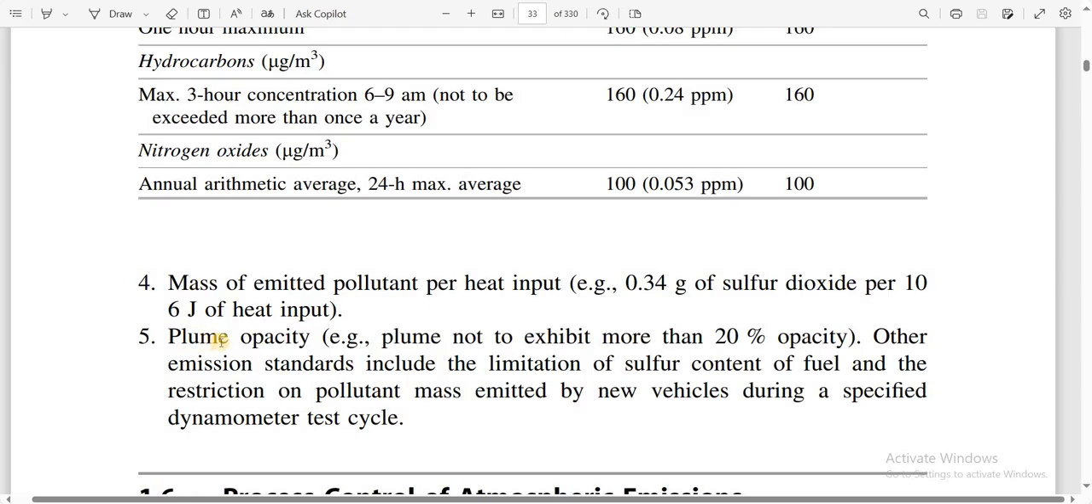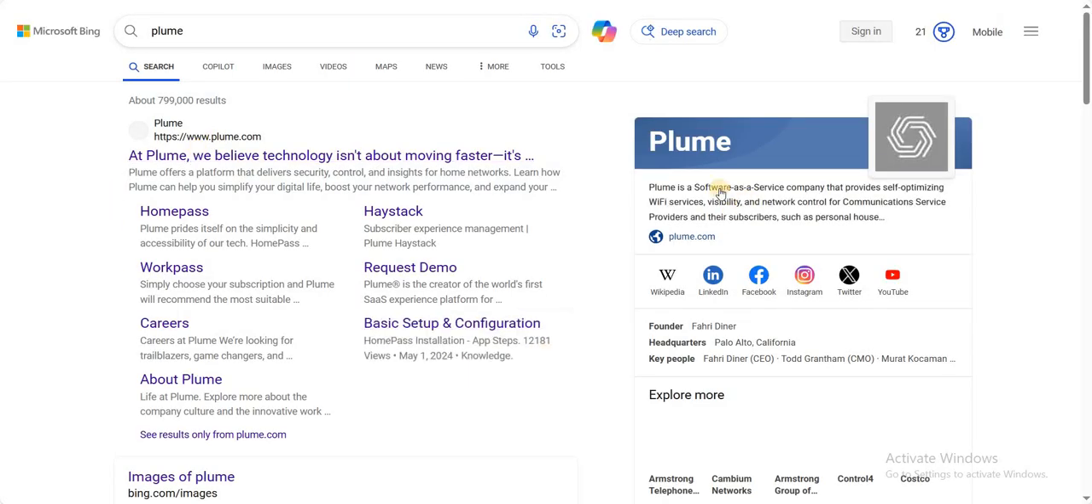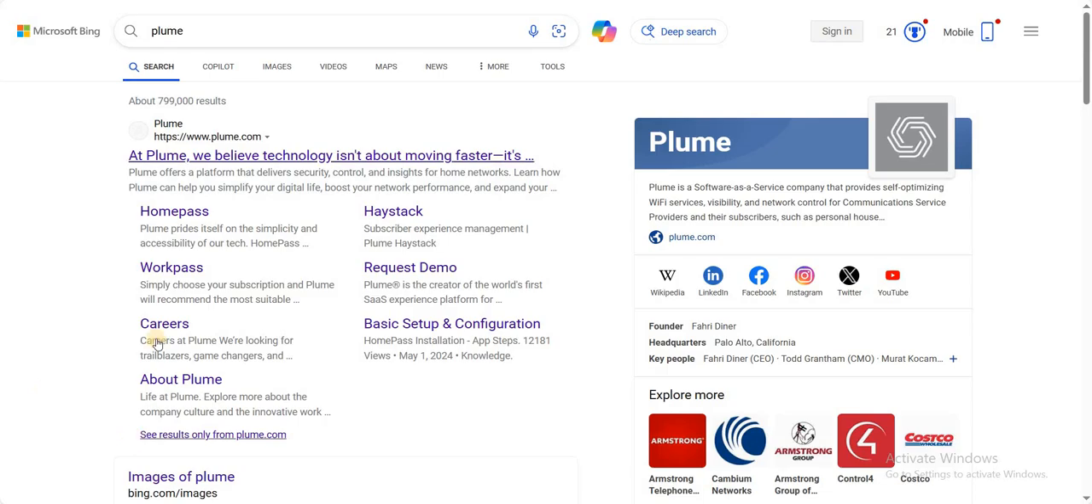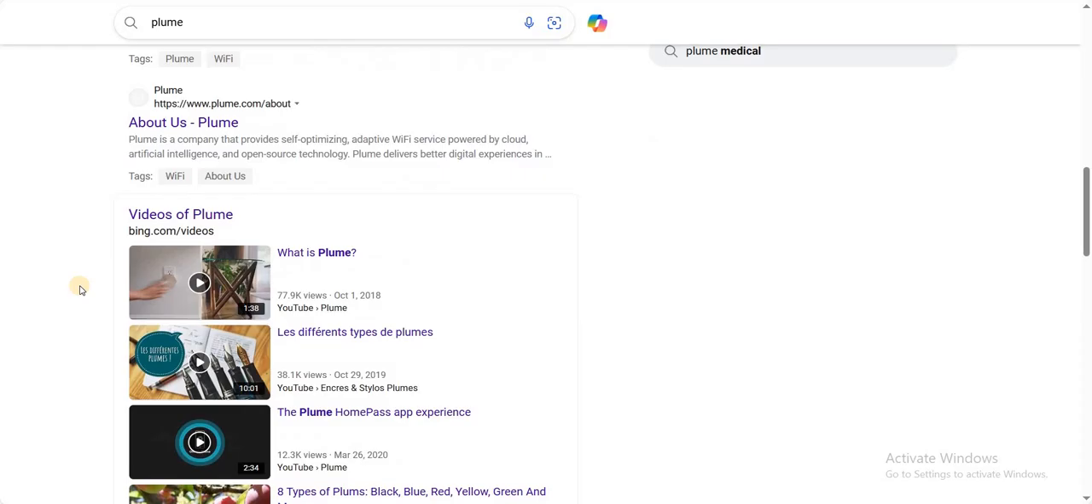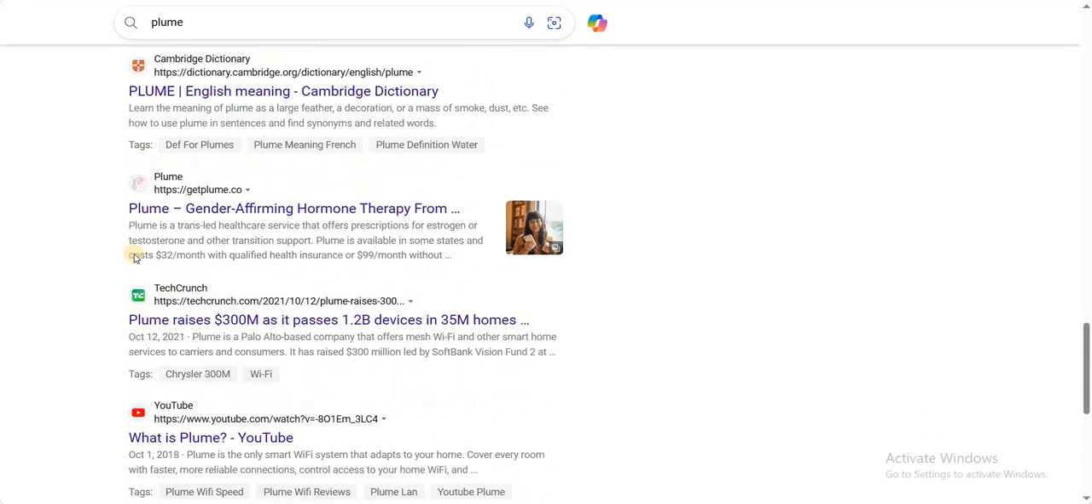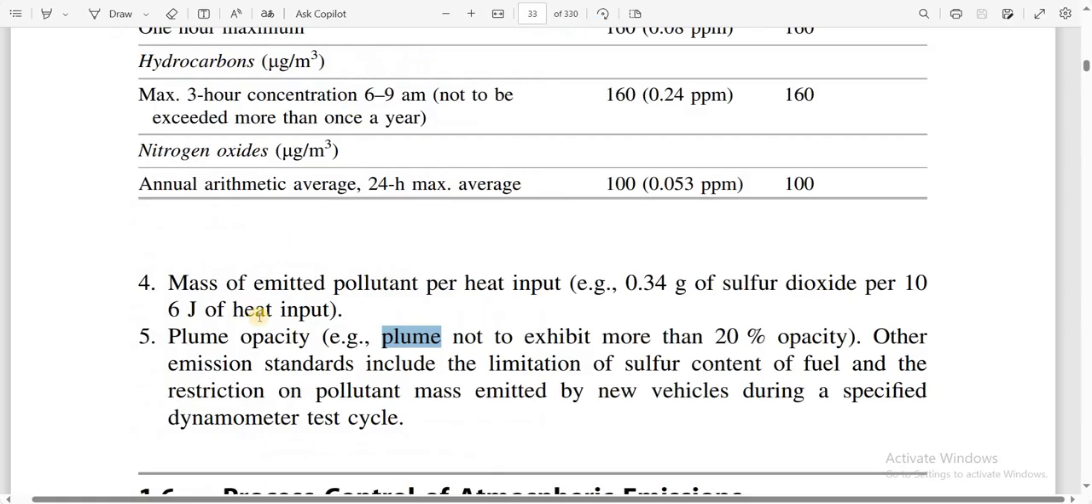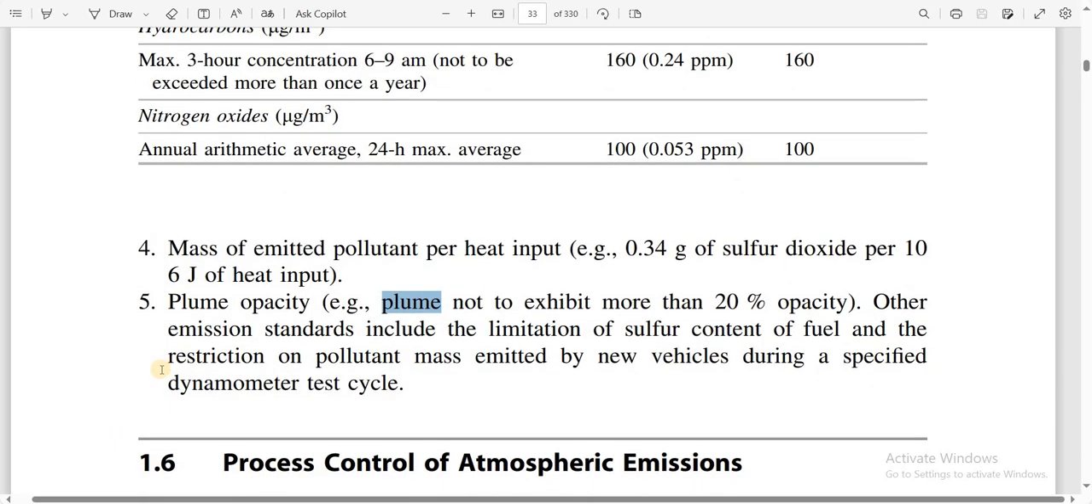Similarly, plume opacity. Example, plume not to exhibit more than 20% opacity. Okay, more than 20% opacity. Okay, let's search. What is this? Plume is a shaft. It's not a sulfur. It's some kind of air pollution, I guess. A dot. A soft dot. Air which is dirty.